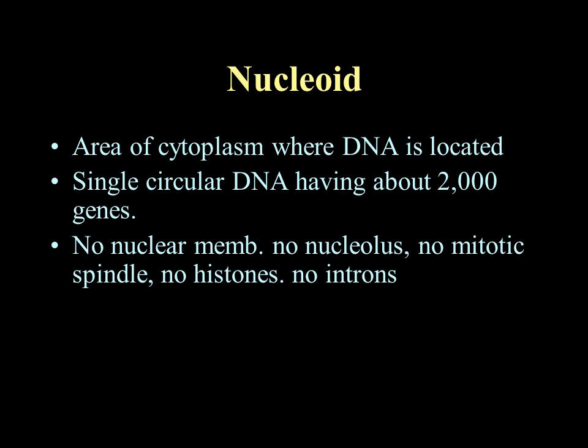Nucleoid, that region where the DNA is present, might be having 2000 genes. There is no nuclear membrane, no nucleolus, no mitotic spindles, no histones, no introns. Nothing like this is present in case of a prokaryotic cell.